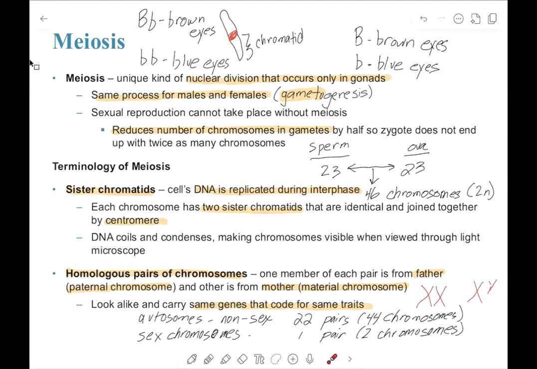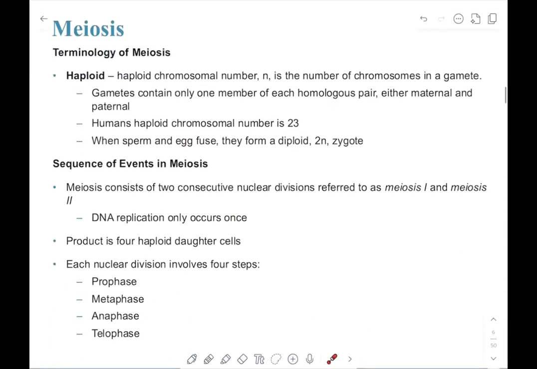So in this slide, for meiosis, the terminology, we have haploid, which I've already mentioned to you. We have the number N representing the number of chromosomes in the gamete. The gametes have only one member of each homologous pair, either maternal or paternal. So the haploid chromosome number is 23. When the sperm and egg fuse, they form a diploid, which has two N chromosomes. So again, remember that 2N equals 46.